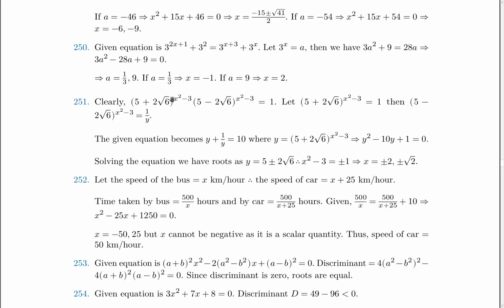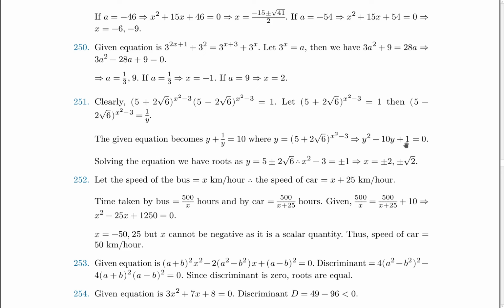Now, to solve this question, we let (5 plus 2 square root of 6) to the power x square minus 3 is equal to y. Then the other one would be 1 by y. So the equation will be y plus 1 by y is equal to 10. So we have y square minus 10y plus 1 is equal to 0.